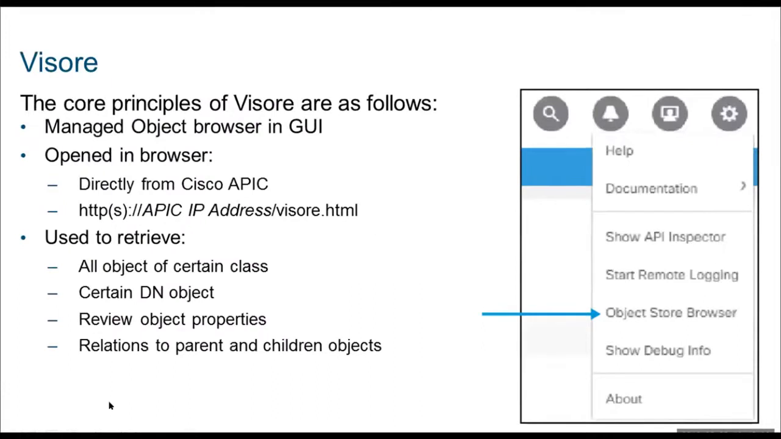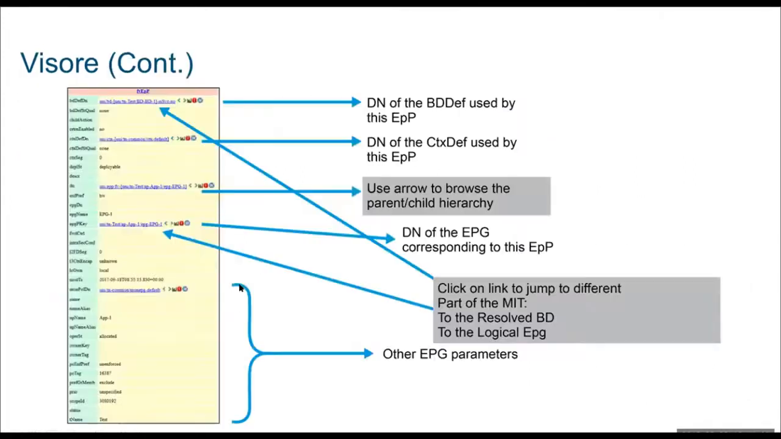Visore would be another option. Launch it, log in, and then you can specify you'd like to search for a certain class, or you'd like to search for a specific DN, or you can find the DN and look for its properties. And then you can also look at who's the parent of that object, and who the children of that object are. You can find that information through Visore. Here's an example showing you exactly that.